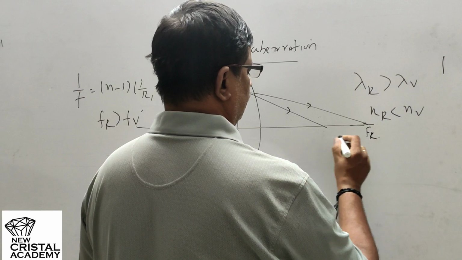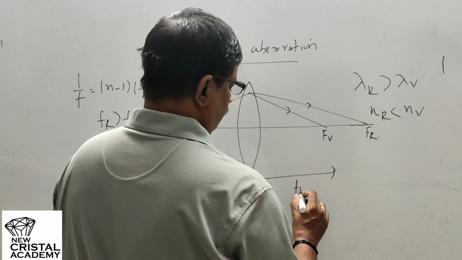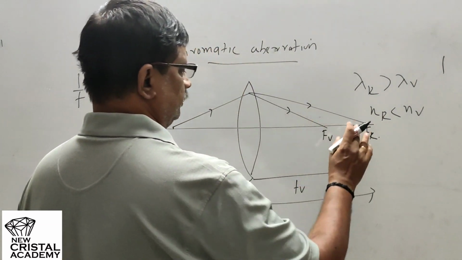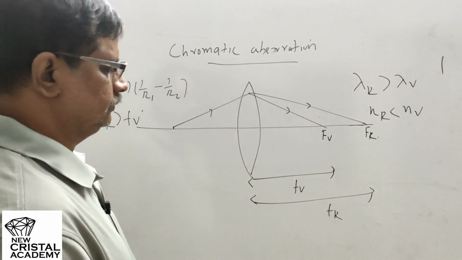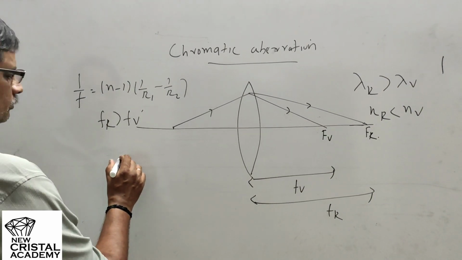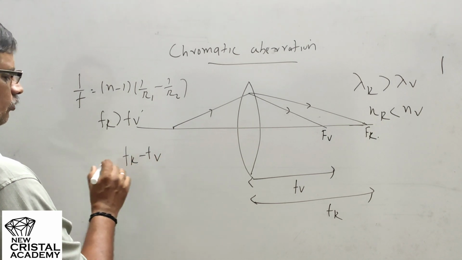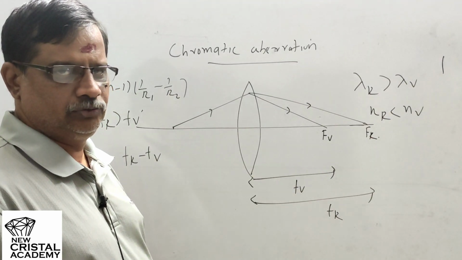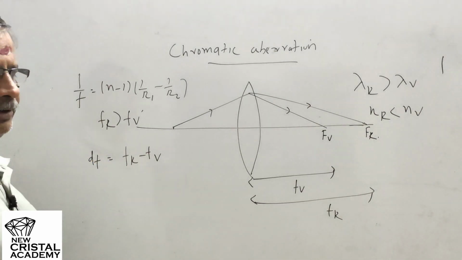This is the focal point for red color and this is the focal point for violet color. And this is the focal length for violet and this is the focal length for red. So all other colors will be focused in between these two points. So this defect is called chromatic aberration. This is actually the inability of the lens to focus all colors to a single point. Then this distance fr minus fv is a measure of longitudinal chromatic aberration, and this is df, fr minus fv.